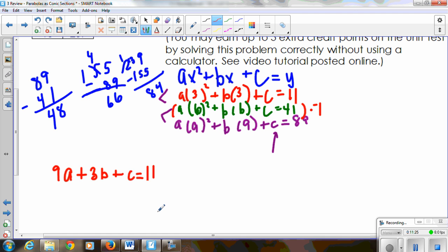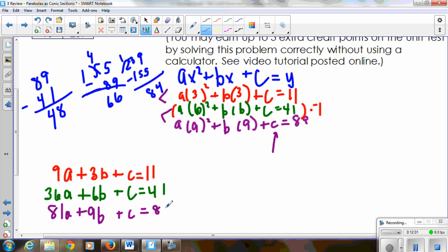Okay, and then my second equation, I'll go ahead and do this in green. When I square 6, I get 36. So I'm going to have 36a, and then plus 6b. Oops, I forgot to multiply by -1. Let me do that again. I'll just do this twice. Okay, so 36a plus 6b plus c equals 41. And then the third equation is going to be 9 squared, or 81a, plus 9b plus c is equal to 89.